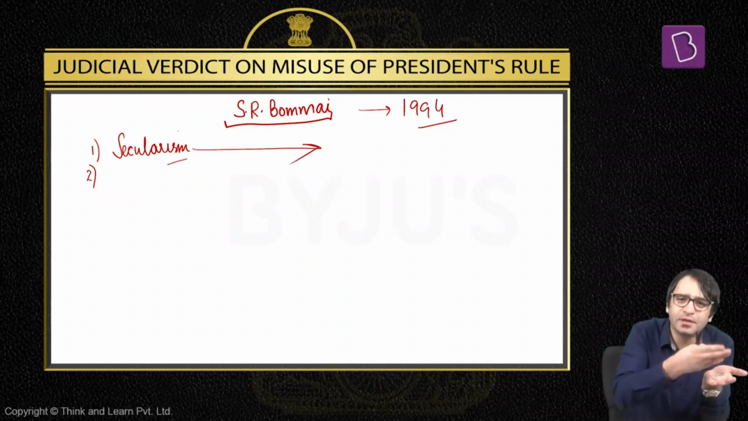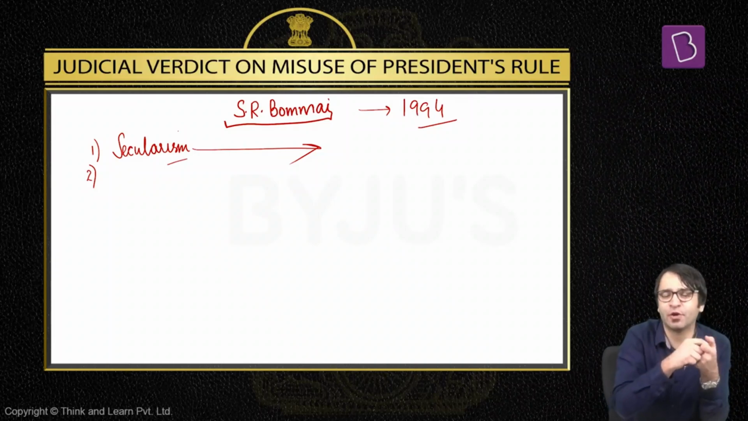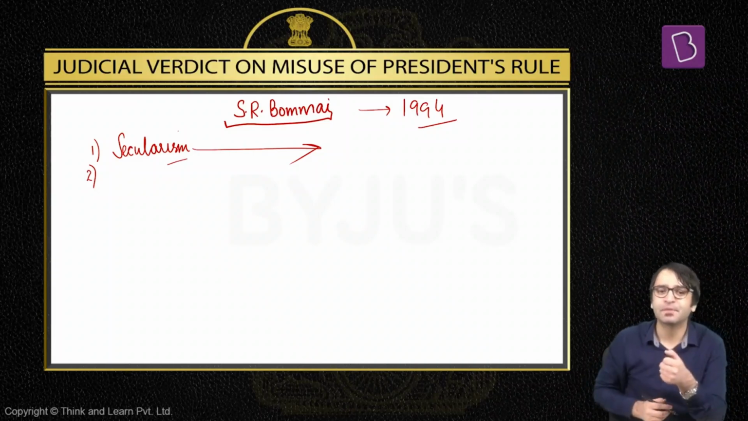If there is a breakdown of law and order, for that call the paramilitary forces. For that call the army also, maybe. But you cannot impose President's rule on the basis of a breakdown of law and order. You can impose President's rule only if there is a breakdown of constitutional machinery. That's number 2. Number 3.